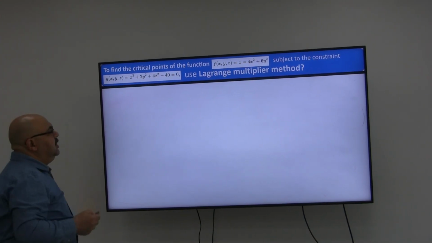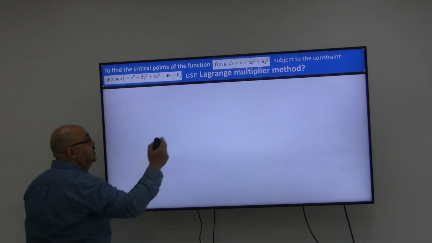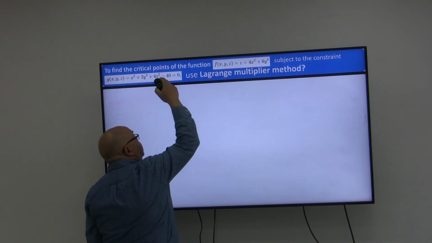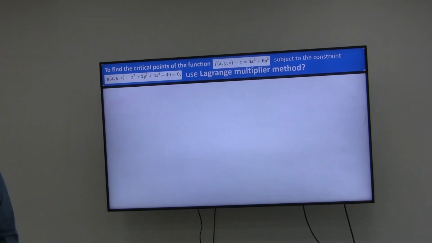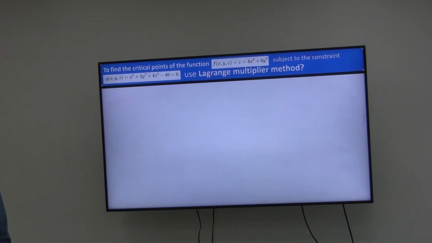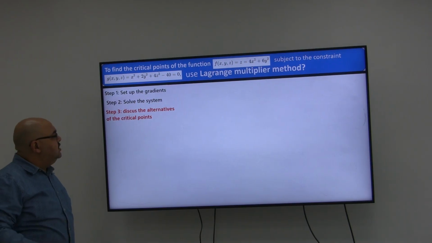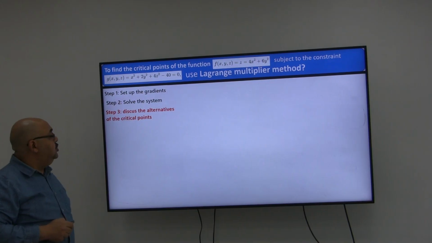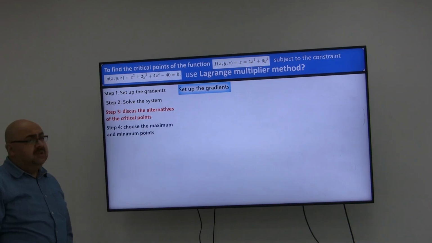Okay, he wants you to use the Lagrange multiplier in order to, blah, blah. So I need to maximize the points on this function, but under the condition that they belong to this ellipsoid, to that sphere. Same treatment. I will start with the following. First, get the gradient vector, solve the system of equations, discuss the alternatives, check all the time, check your constraint, then finally choose the maximum and the minimum points. Let's do it together. Set up the gradients.